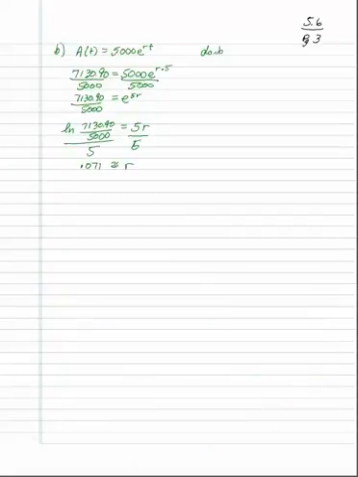And then using our doubling time, t equals ln 2 over 0.071, which is going to be about 9.8 years.